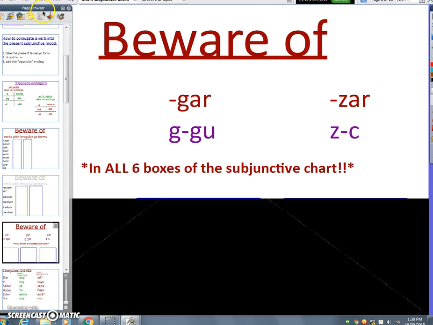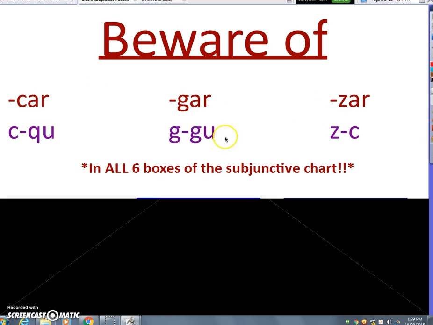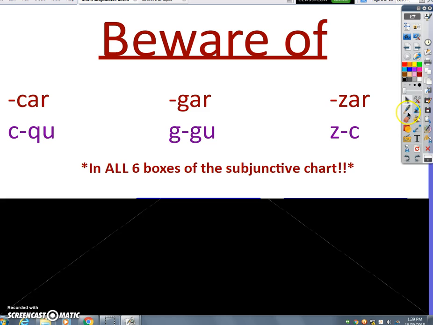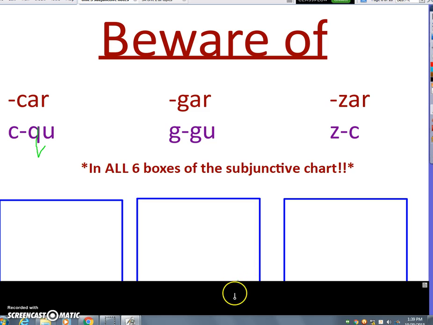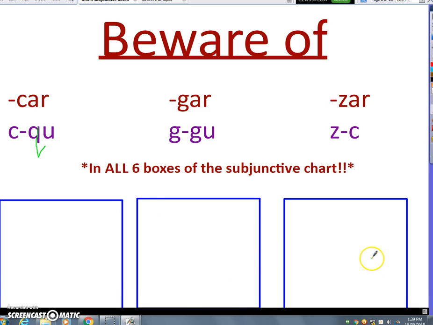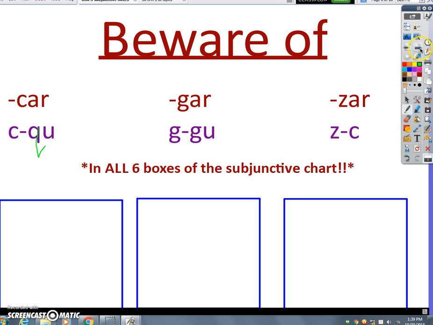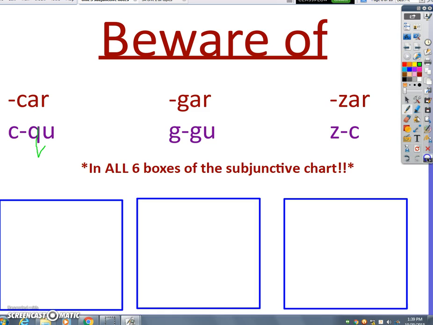We need to know that car, gar, and zar verbs are going to be affected in all 6 boxes of the subjunctive chart. And you all know that if you want full credit, your Q's and G's must have tails. I did a terrible job because this font doesn't have a tail on the Q, but you guys know that you'll need them. And please leave room for us in class together to fill in 3 nice, neat charts for examples of car, gar, and zar verbs. And again, they will be affected in all 6 boxes of the subjunctive chart. Is there anything else we need to be aware of?